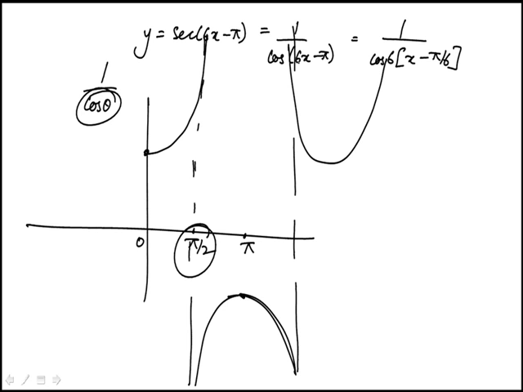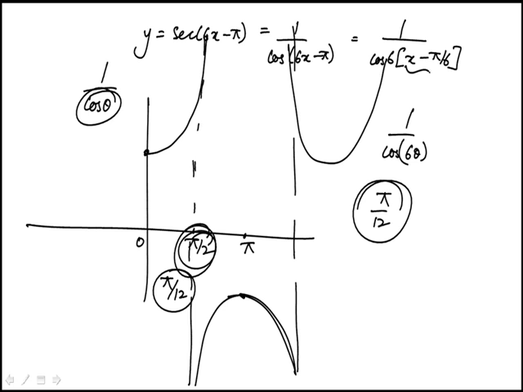Now, when we have a multiplier of 6, meaning 1 over cosine 6 theta, then this point becomes pi over 12, because when you multiply it by 6, that's going to give you cosine pi over 2. So the vertical asymptote here is at pi over 12.